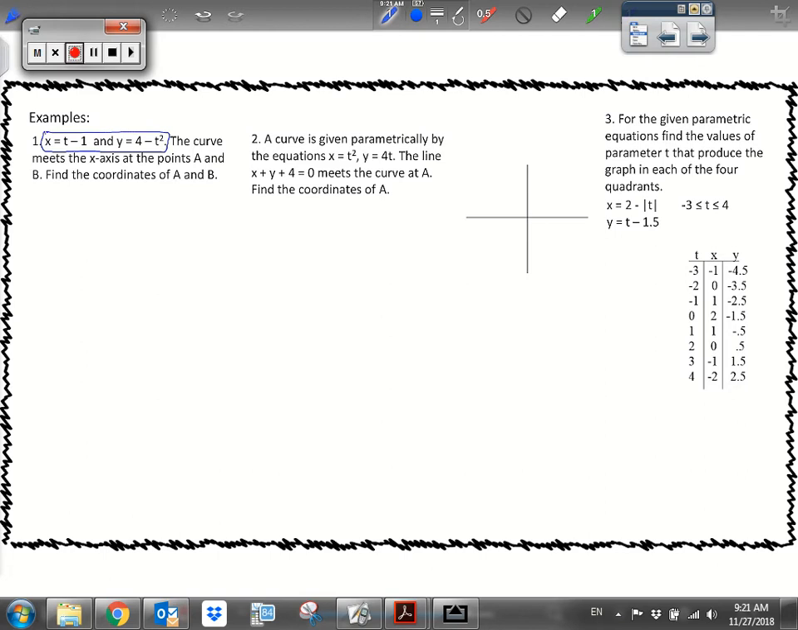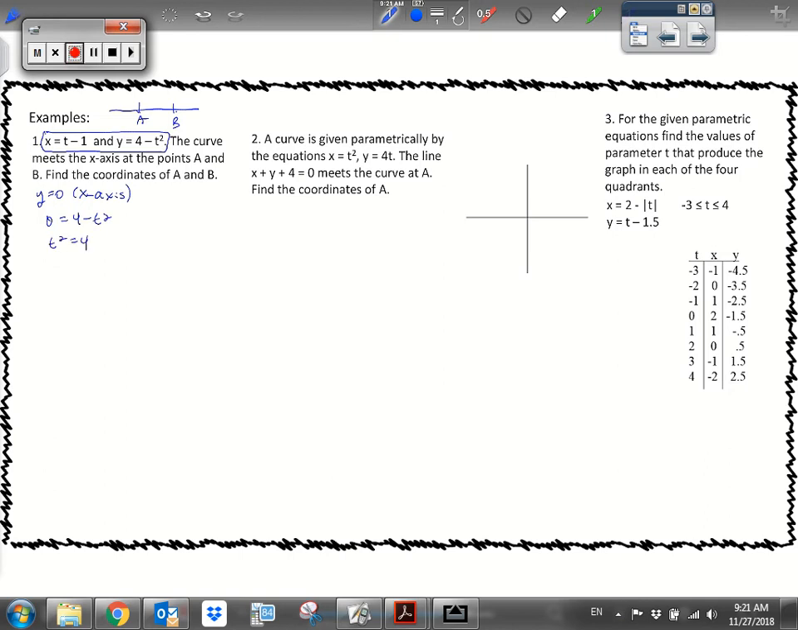Let's think about that for a second. The curve meets the x-axis at the points A and B. We're talking about x-intercepts, aren't we? So if we meet the x-axis at A and B, then we're talking about x-intercepts, or zeros. And every point on the x-axis has a y value of 0, right? So we're going to work that one this way. When y is 0, which means it's on the x-axis, we need to find when that happens. Apparently it happens twice because we have 2 points on the x-axis. So let's plug in a 0 for y.